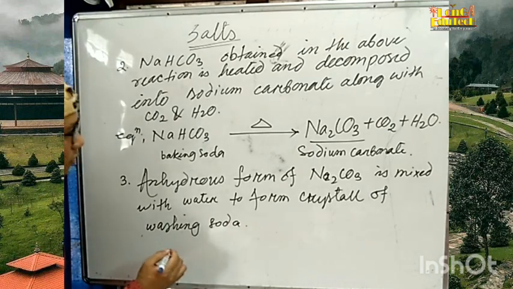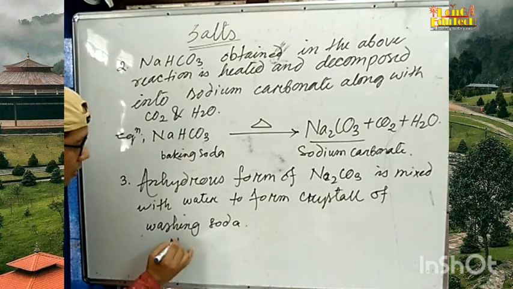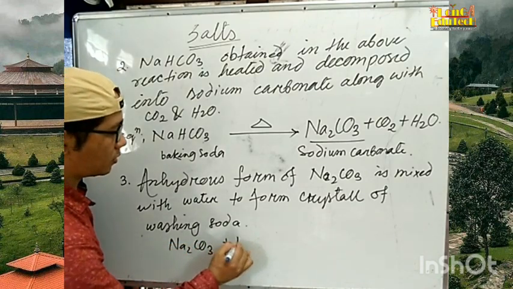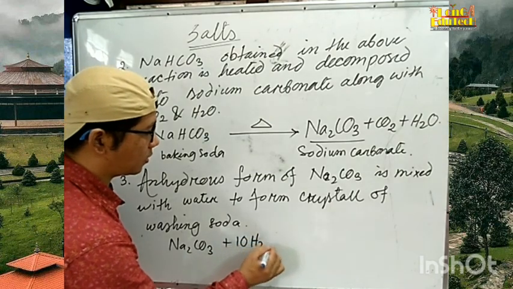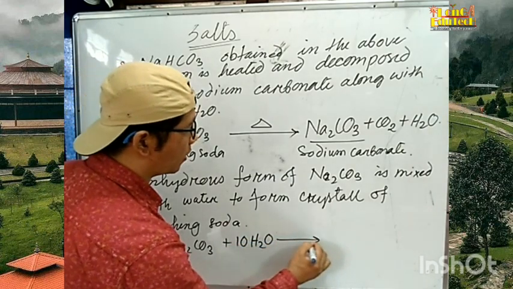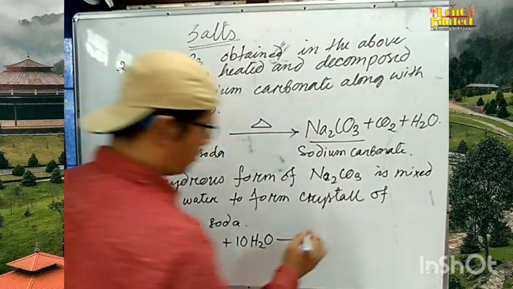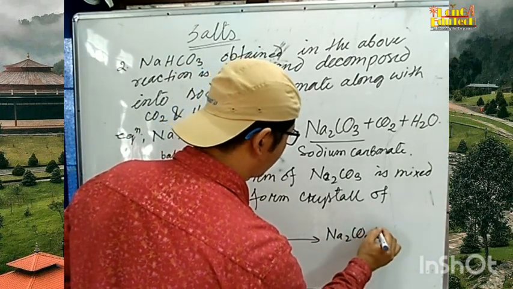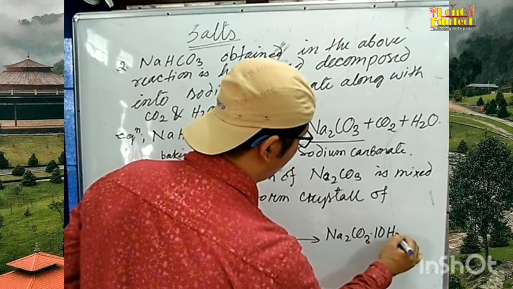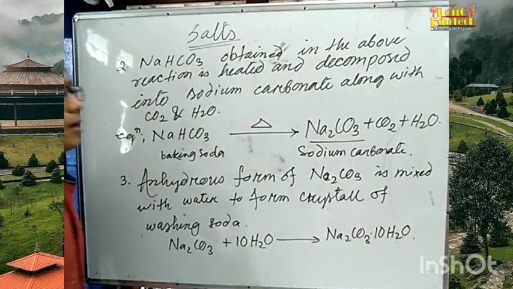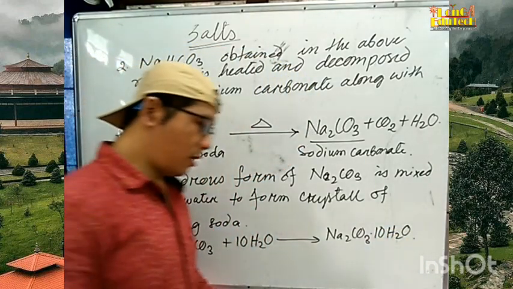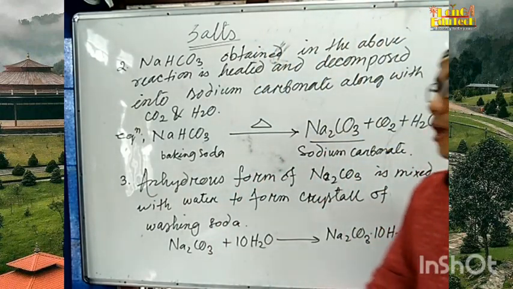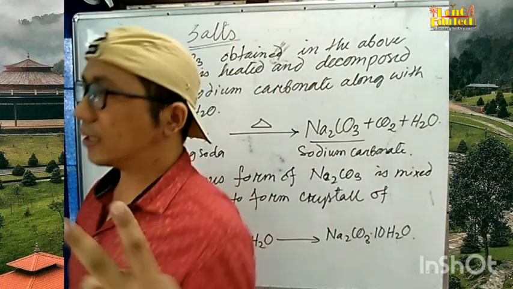Okay, so the equation will be Na2CO3 along with 10 molecules of water. Here you must know that required amounts of water. Okay, so here we will form Na2CO3 dot 10 molecules of water. Yeah, so in these reactions, in this preparation, the solvent process, what are the products obtained here?